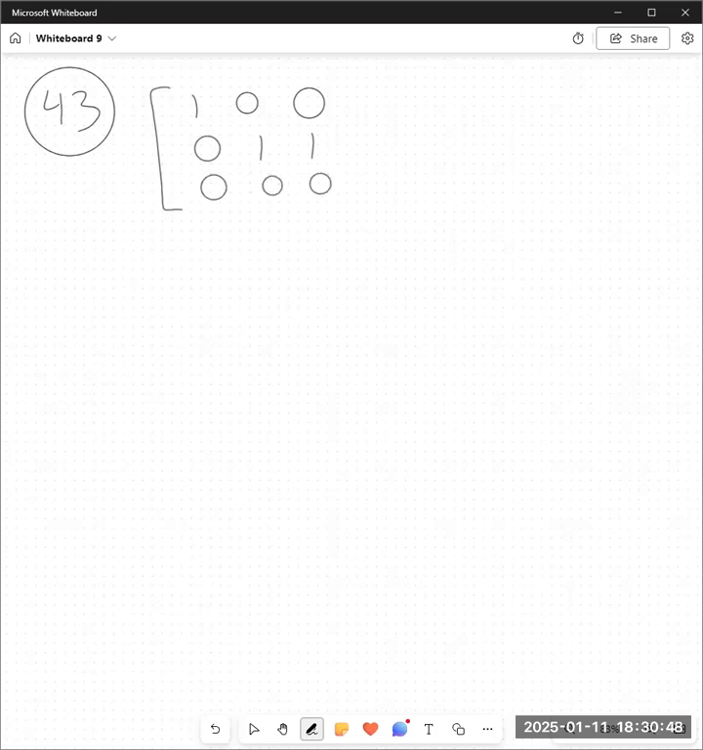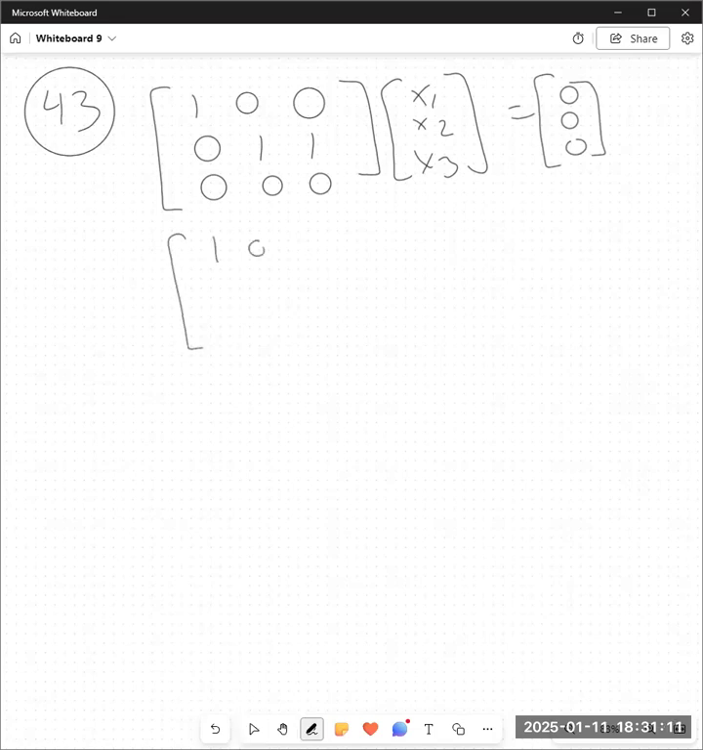So really what this is saying is this times x1, x2, x3 is equal to 0, 0, 0. They didn't write all that part. They just wrote this first part, but that's what they mean. So this could be condensed into the form of 1, 0, 0, the 0 over there, 0, 1, 1, 0, 0, 0, 0, 0. That would mean the same thing to me.